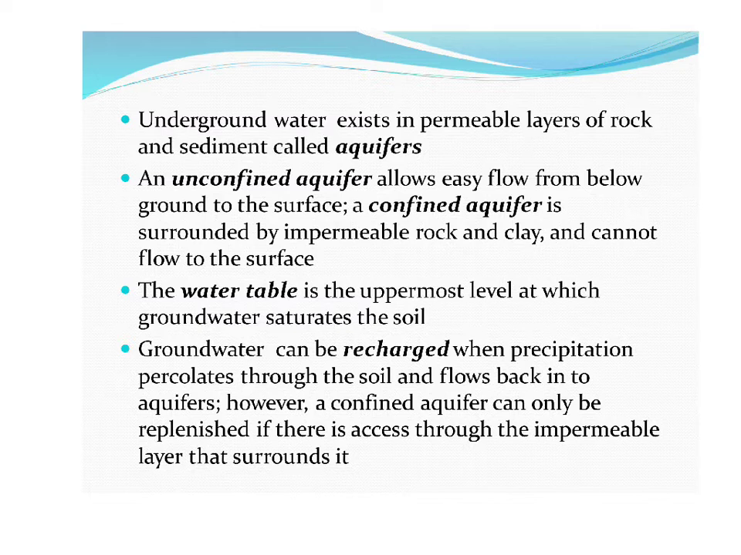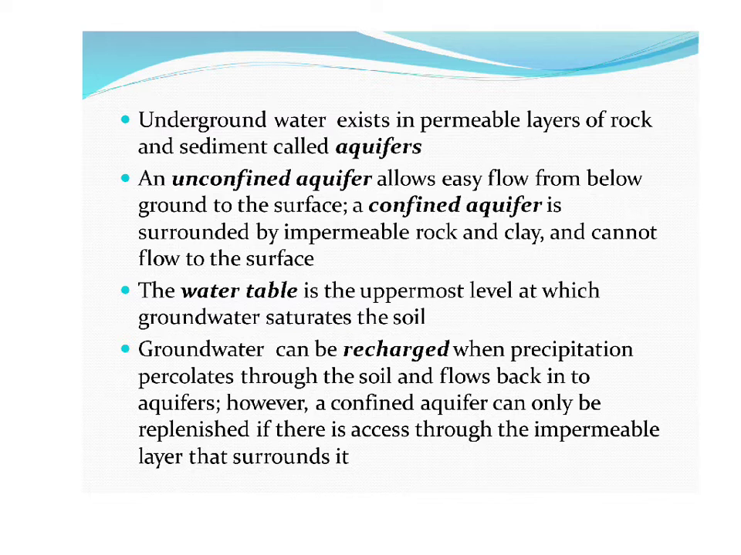The water table is the uppermost level at which groundwater saturates the soil. So if you dig down through your soil horizons, which you guys have already learned about, eventually you will hit water. And that is the water table, that uppermost level where groundwater is saturating the soil. And in different soil types and in different ecological areas, the water table is either higher or lower to the surface. Groundwater can be recharged when precipitation percolates through the soil layers and flows back into these unconfined aquifers.